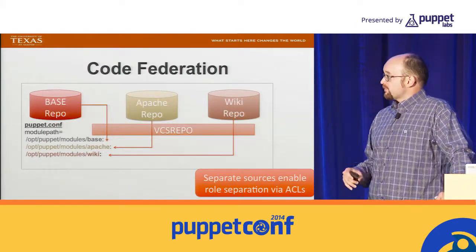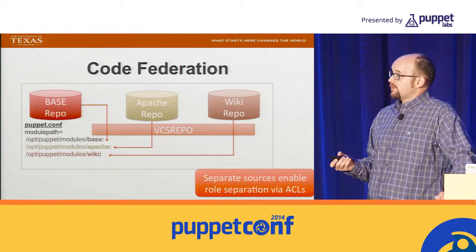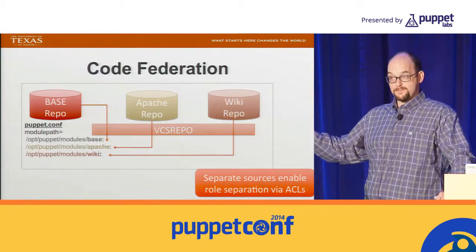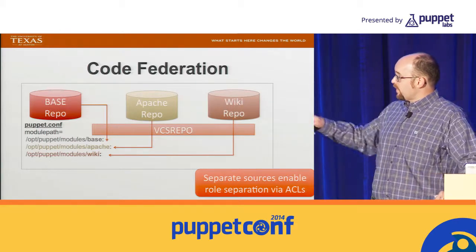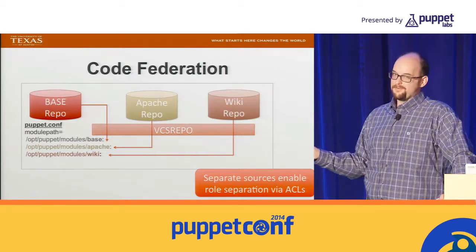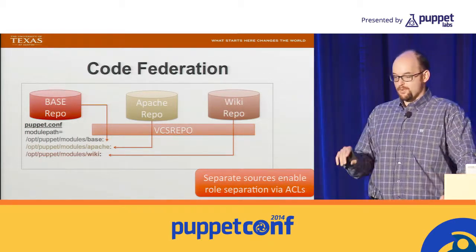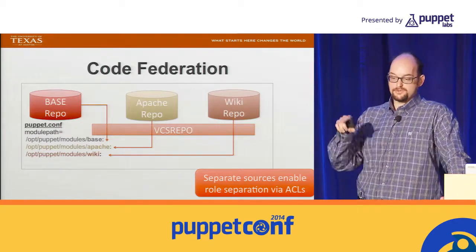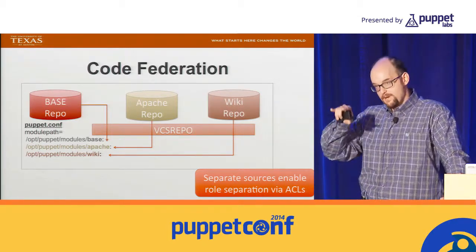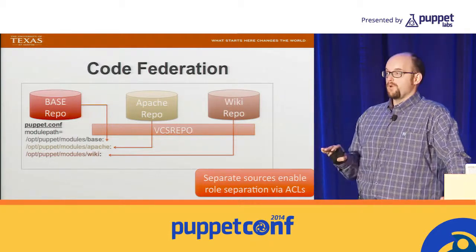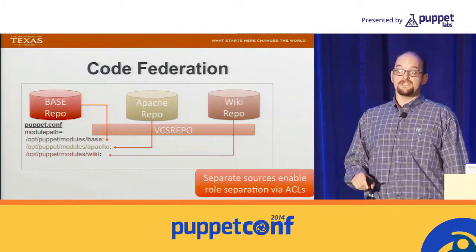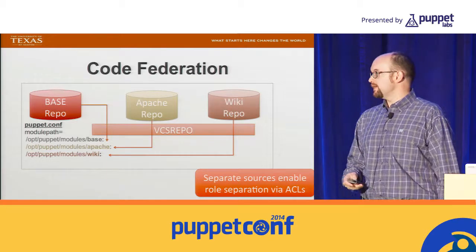And the way that we do this basically on disk is we use VCS repo right now. VCS repo runs locally on the Puppet master, and then every 30 minutes it updates code from the base repo, the Apache repo, and the wiki repo. And the way that we do this, which is really not very pretty, and I'll show you a better way in a minute, is we basically have in the puppet.conf a module path set to each that gives each of those a subdirectory, right? So there's /opt/puppet/modules/base, apache, wiki. And then when Puppet looks for code, it looks in that, and that's where it finds it. It's not pretty, but it works, and that's actually what we're doing right now.